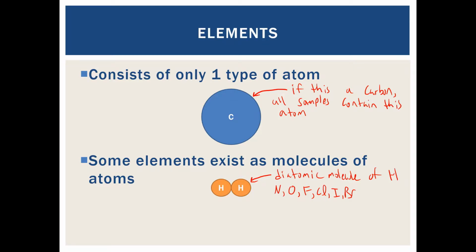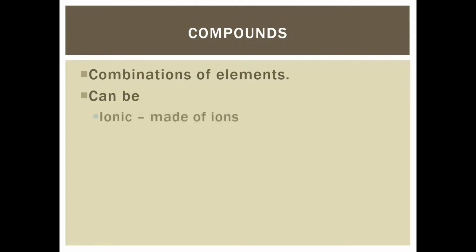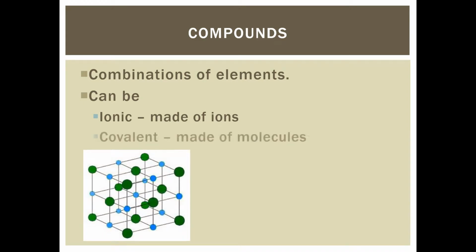Okay. Now, similar to elements are the compounds, which are also pure substances, but they're characterized by the fact that a compound is a combination of elements. So there are multiple elements that make up a compound. So unlike elements, where the elements are made up of a single type of atom, a compound is made up of several types of atoms. Right. And in previous science classes, we broke these into two broad categories of compounds: ionic compounds, which are made of ions, and covalent compounds, which are made of molecules.